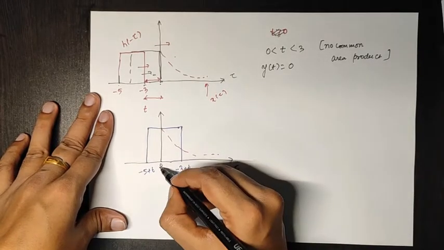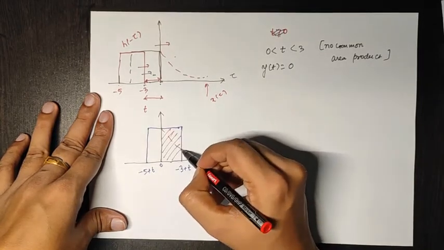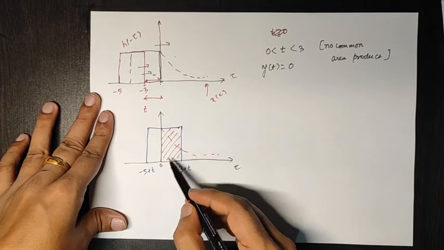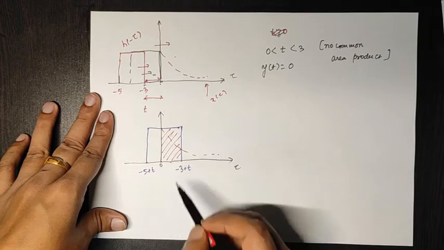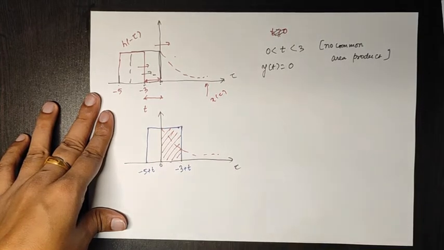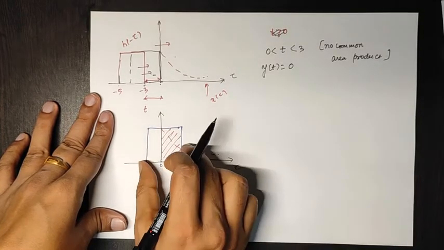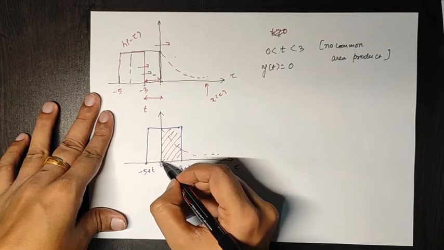and this is the origin. What is the common area here? Common area product. This is the common part between x(t) and these two signals. Then the limit is from 0 to -3 plus t. And how far can we shift here so that the limit remains the same? We can shift maximum up to this point. We can bring this point maximum up to this point.